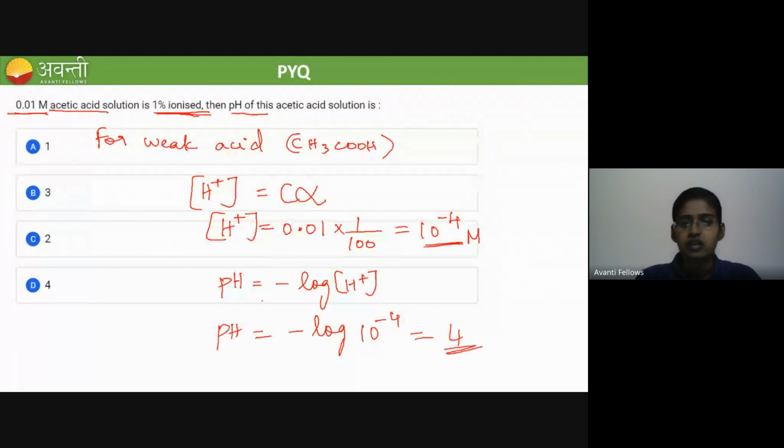Log of m to the power n formula you have to use. So the answer is 4. pH is 4. So is this question clear? Shall I move on to the next question? Yes?